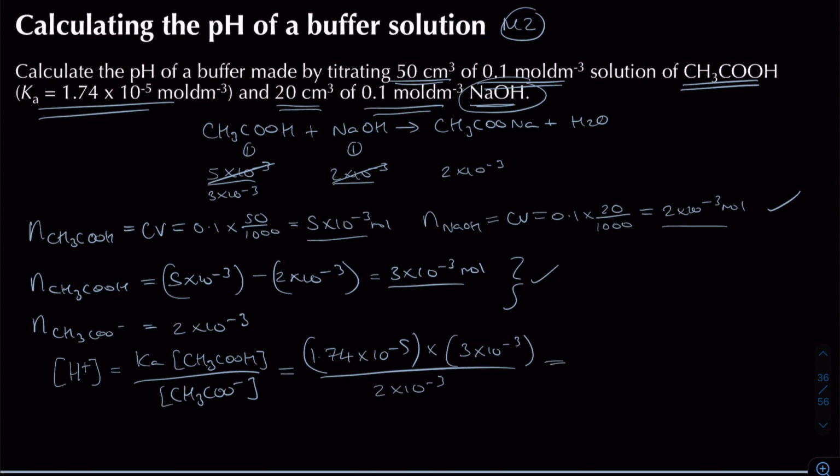I'll put that in my calculator, and what I end up with is 2.61 times 10 to the power of minus 5, in terms of mole per decimeter cubed. I can then find a value for pH, so pH is equal to the minus log of that concentration, 2.61 times 10 to the power of minus 5, and what I end up with as my final answer is 4.58.